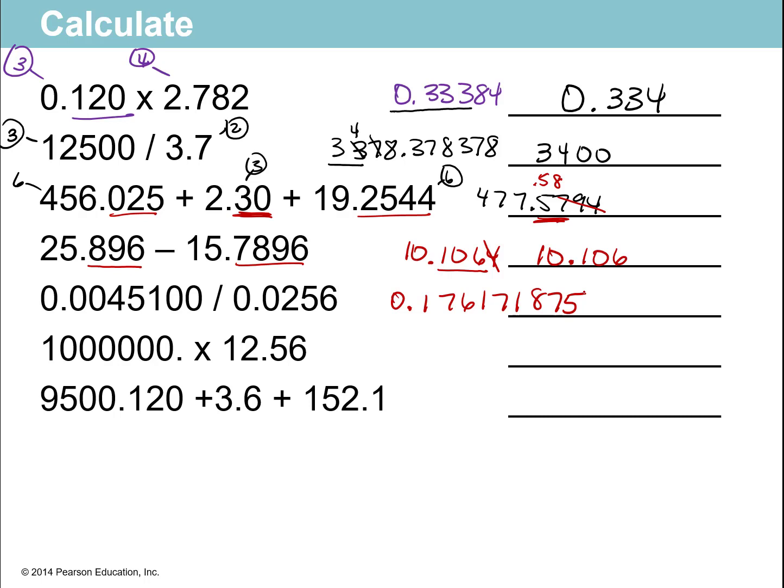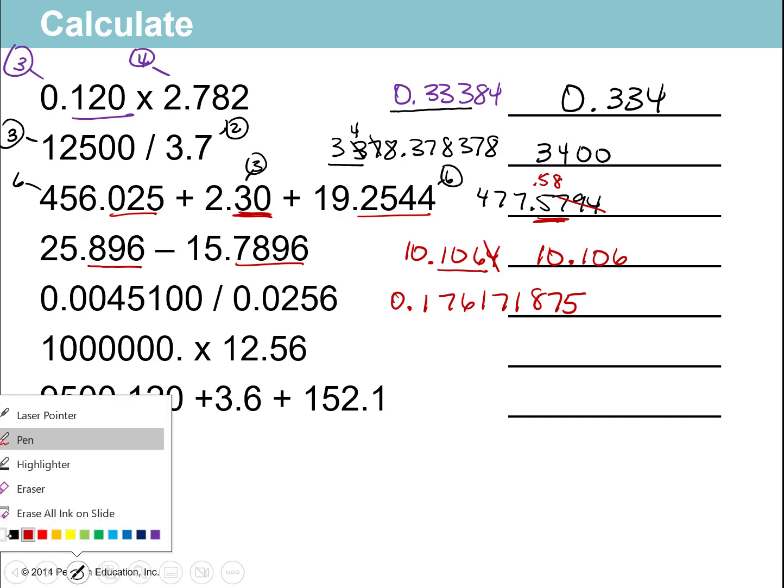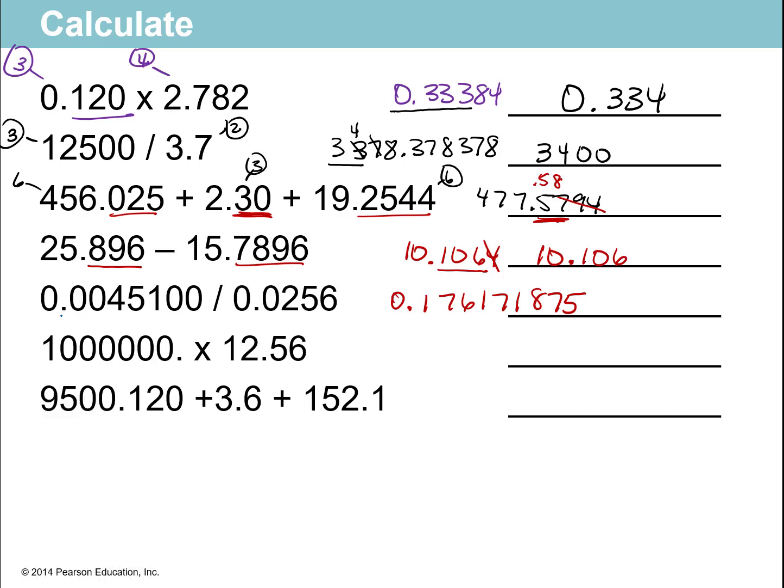So you can see again, you end up with a big long string of numbers, but you can't keep all of those. So smallest number of significant figures. So how many significant figures in this number? 5.